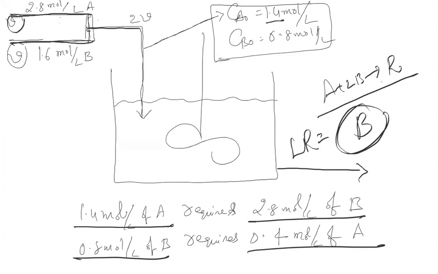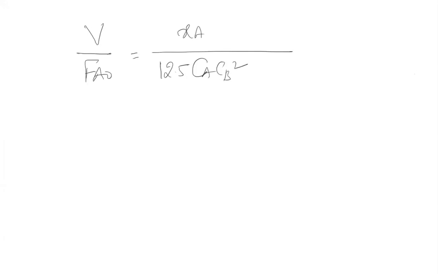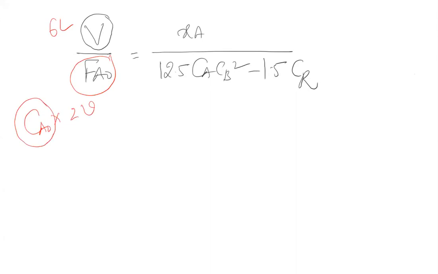Now we'll move to the next one. Write the performance equation: V by FA naught is equal to XA by RA. What is RA? 12.5 into CA CB square minus 1.5 into CR. What is V? 6 liters. What is FA naught? CA naught into 2V. What is CA naught? 1.4 mole per liter, multiplied by the volumetric flow rate, which is 2 times V.